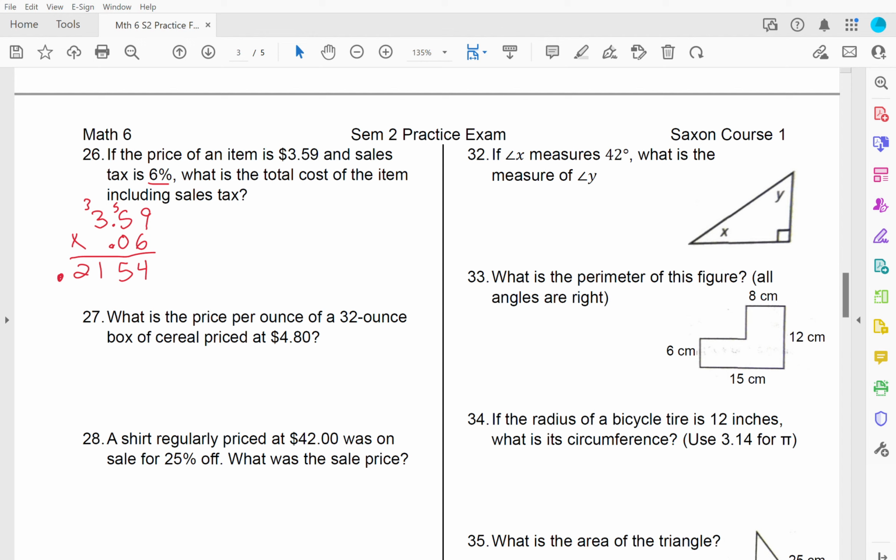Since it's money, we round to 2 decimal places. That's just pennies. So the 5-4 is going to round up. So we're going to have 22 cents in sales tax.